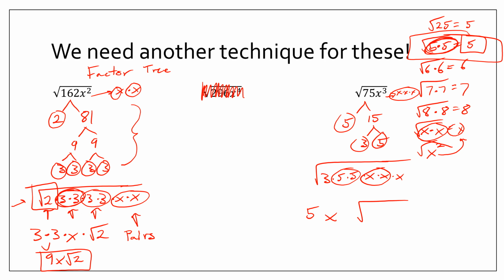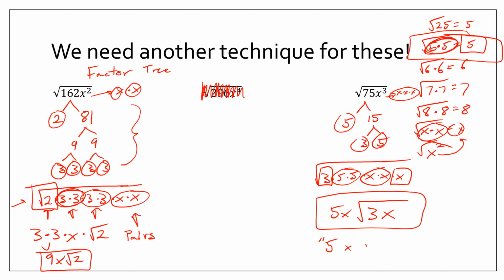And what was I left with? This guy doesn't have a pair. It's still under the square root. This guy doesn't have a pair. It's still under the square root. Let me just write my answer a little closer to each other. My final answer is 5x root 3x. Yes, that's how you read it. 5x root 3x. Okay, tricky.